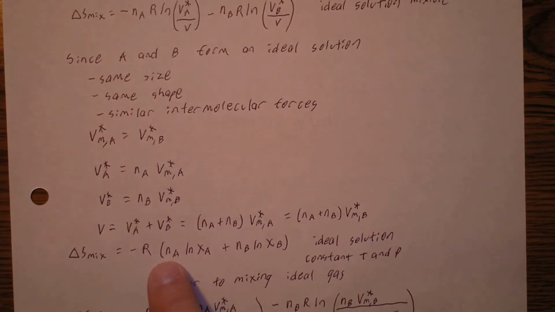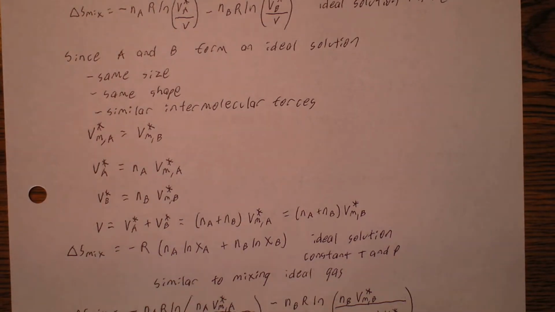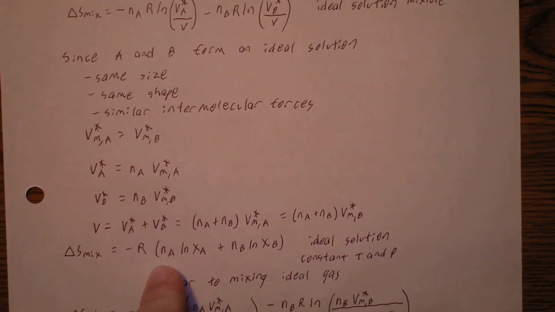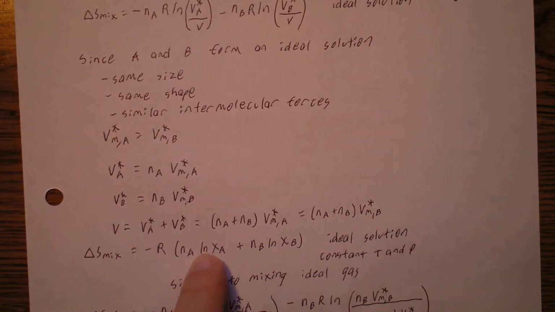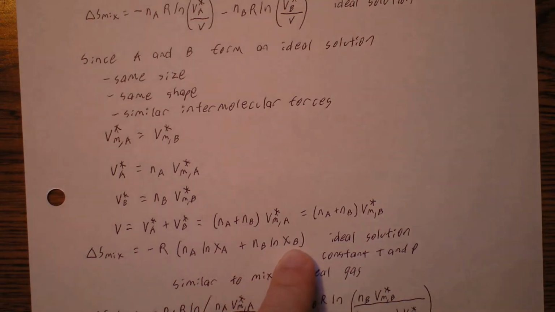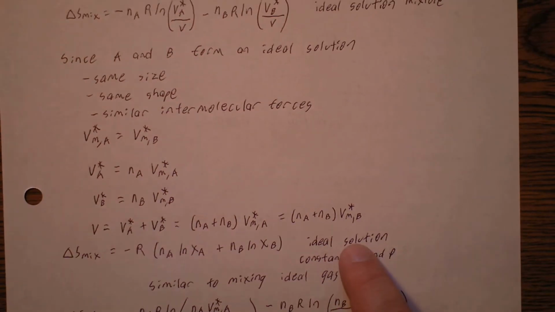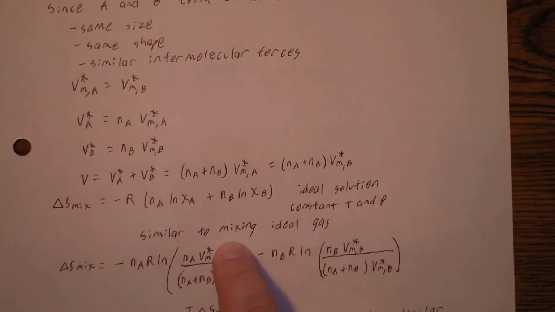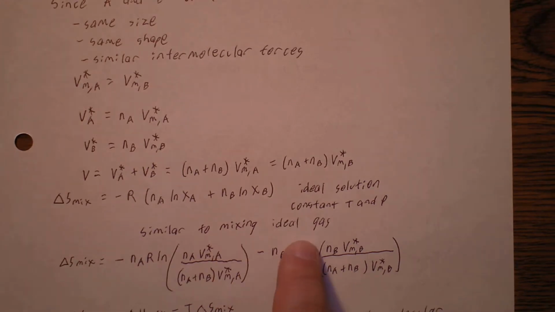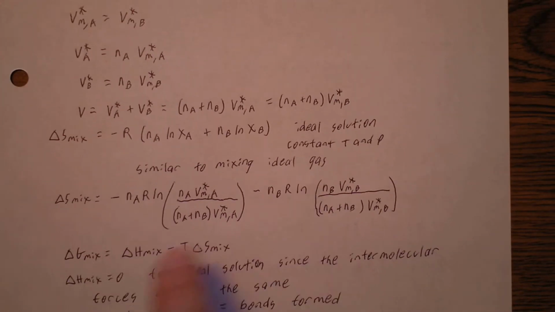So the change in entropy from mixing is equal to minus R times this whole quantity: the number of moles of substance A times the natural log of the mole fraction of A, plus the number of moles of substance B times the natural log of the mole fraction of B. And this is only for an ideal solution, and assuming we're still at constant temperature and pressure. So you'll notice this is similar to the equation we ended up with for mixing ideal gases.